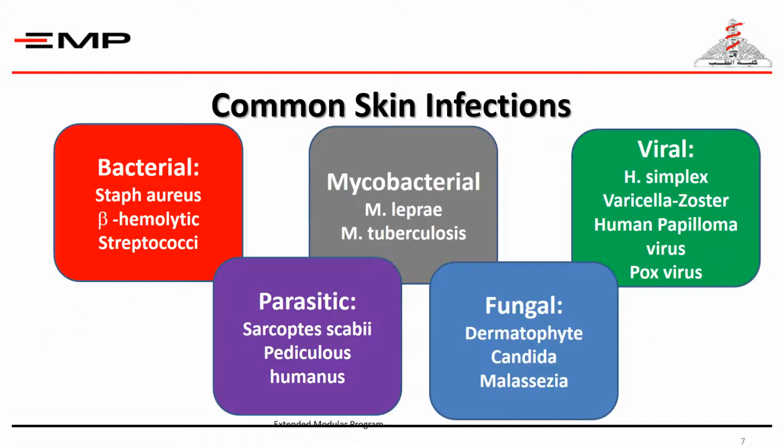The common skin infections that you are going to study in this program are the bacterial. The main two organisms causing pyogenic infections are Staph aureus and beta hemolytic streptococci. Mycobacterial infections, mainly Mycobacterium leprae and Mycobacterium tuberculosis. Mycobacterium tuberculosis is just nice to know.